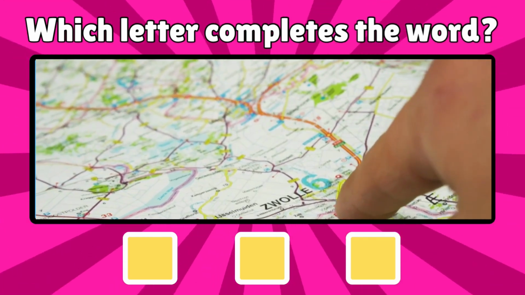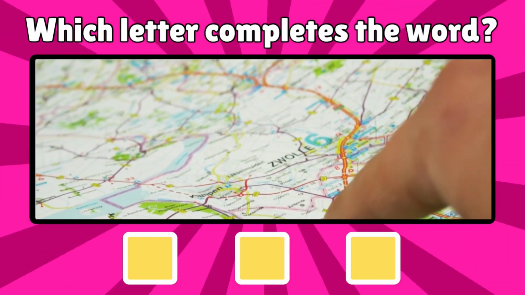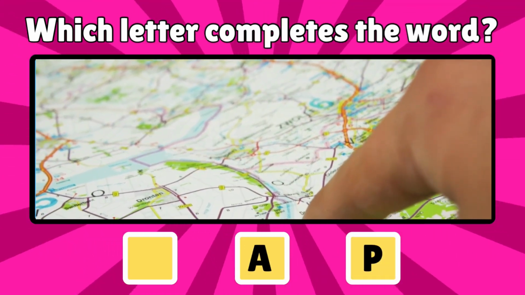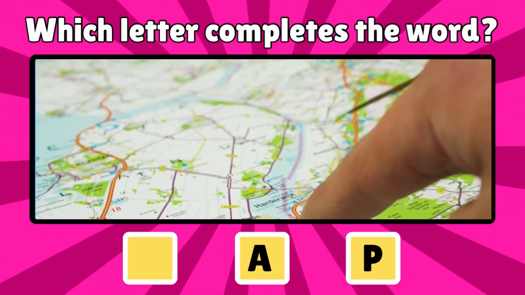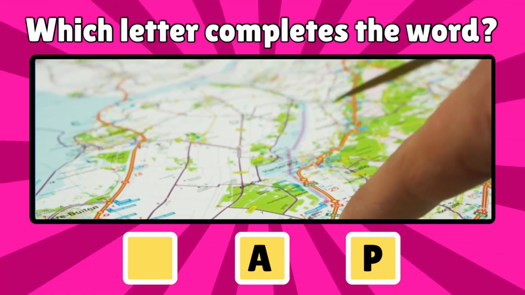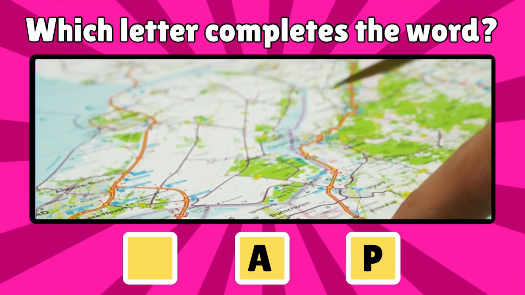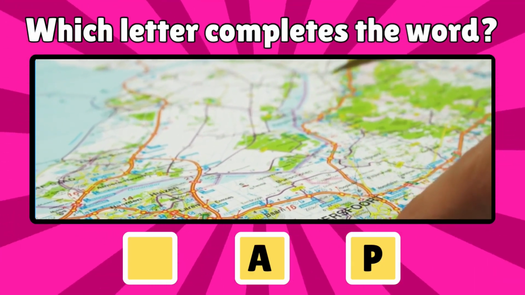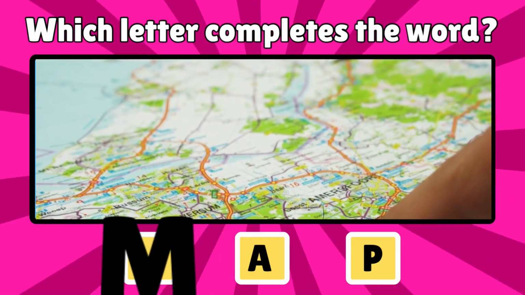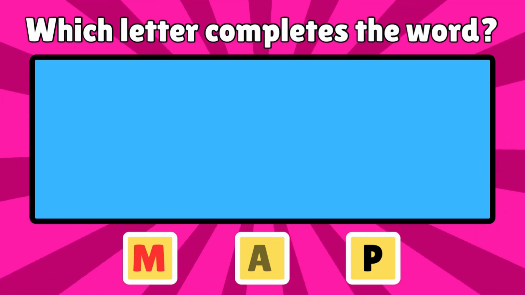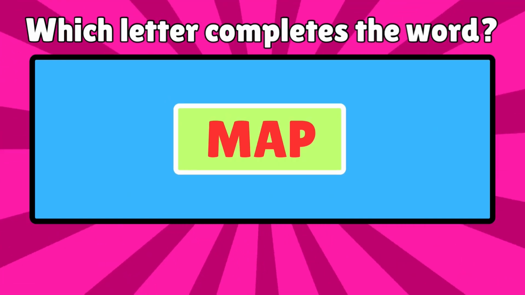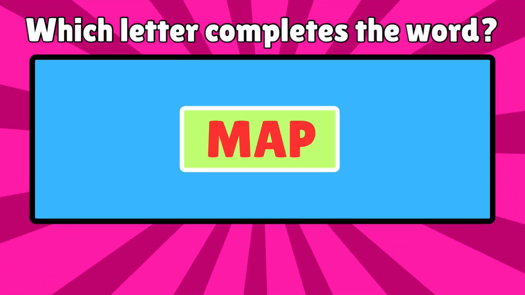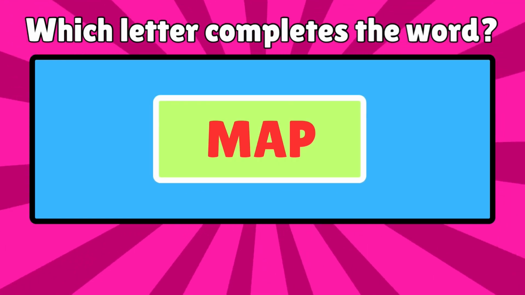Look at the picture. It is a map. The first letter is missing. A, P. Which letter completes the word? It is M, M, A, P. Map. Can you say it? M for map. Map.